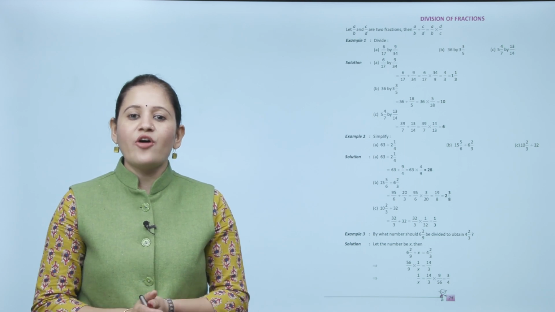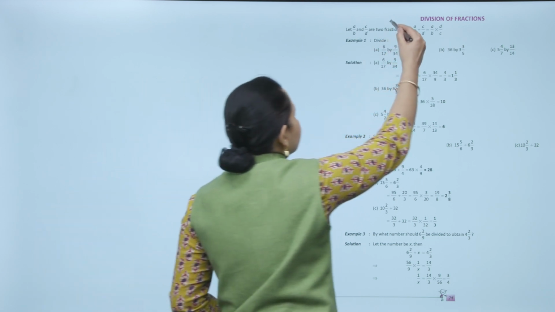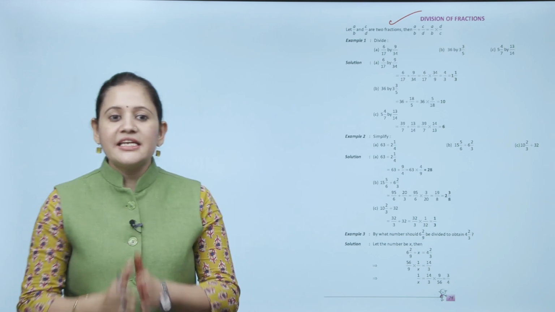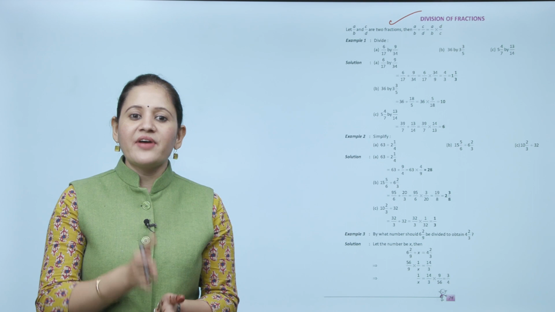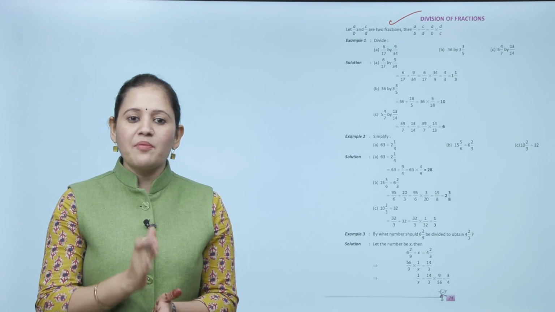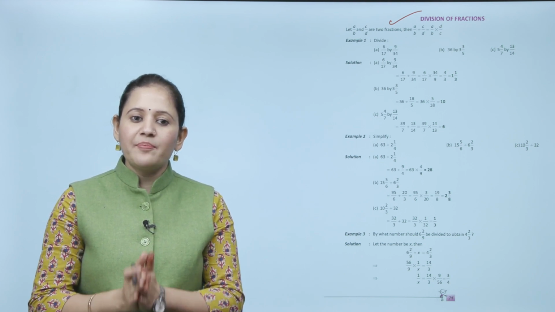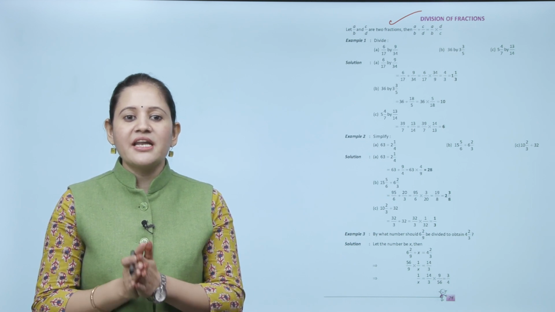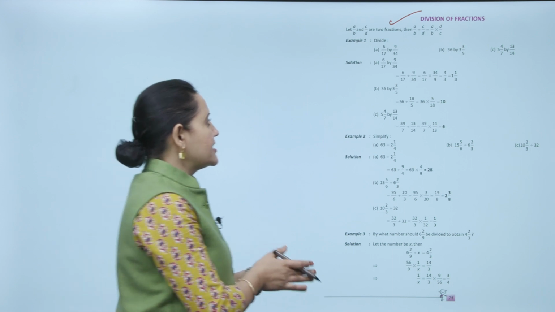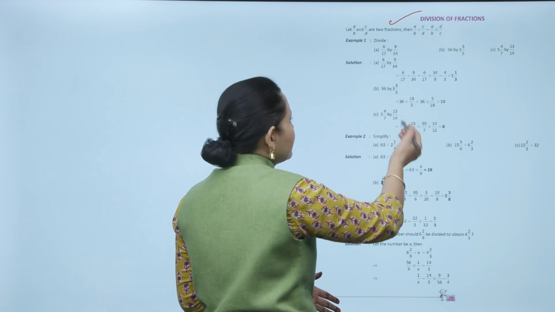Next is division of fractions. Let a upon b and c upon d be two fractions. Then a upon b divided by c upon d is equal to a upon b multiplied by d upon c. Example लेते हैं, divide 6 upon 17 by 9 upon 34. 6 upon 17 को divide करना है 9 upon 34 से.